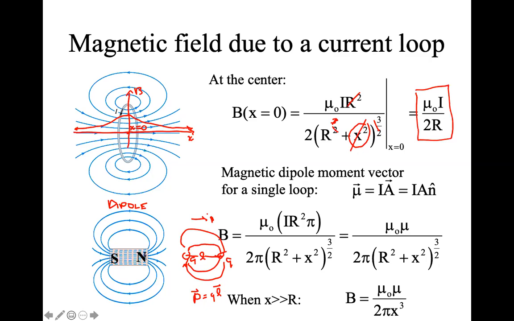Now that's not well drawn. I'm going to erase that and try again. Come on, there's the eraser. Erase that and try again. Pen, pen, pen, there we go. So the dipole moment vector for electric charges was in that direction.